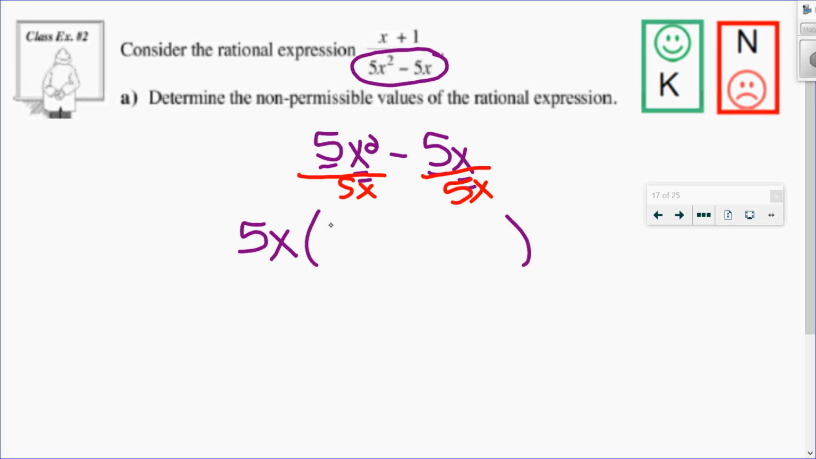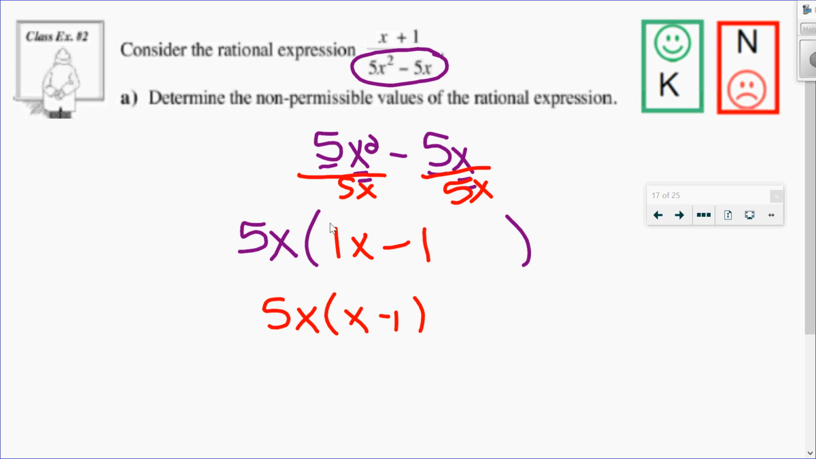So 5 divided by 5 is 1. X squared divided by x, I have 2 on top, 1 on bottom. 2 take away 1 is 1. Take away 5 divided by 5 is 1. X divided by x is also 1. So I can just write this as x minus 1. I don't really need to put the 1 in front.